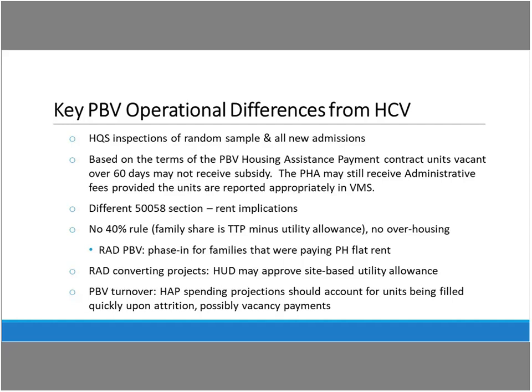There's no 40% rule. So here the family's share of rent is their total tenant payment minus the UA. RAD, there's an exception for RAD here. We talked about the phase-in if there happened to have been a flat rent paid by families. So there's a phase-in that brings those RAD PBV households slowly up to their new rent amount so that it isn't a jarring change.